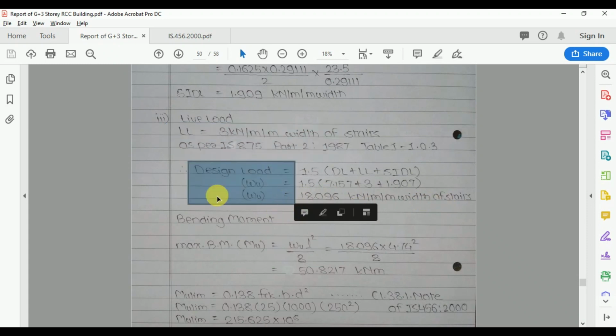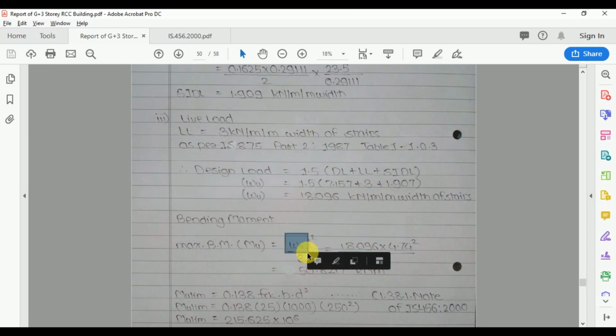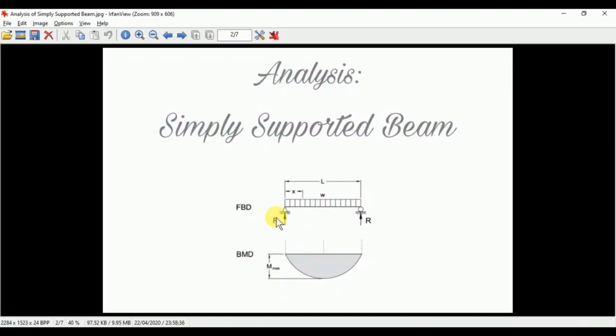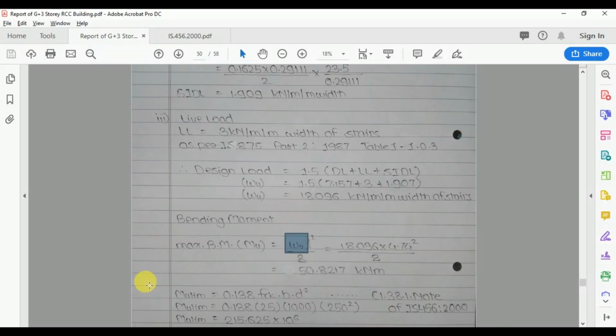So now we got the design load. Now we need to find the bending moment. For the calculation of the bending moment, in the case of a span having uniform UDL, we have the formula to calculate the maximum bending moment as W into L square upon 8, as in this case we have uniform loading over the span. Hence we got the maximum bending moment by inputting the values. We got 50.8217 kilonewton meter.